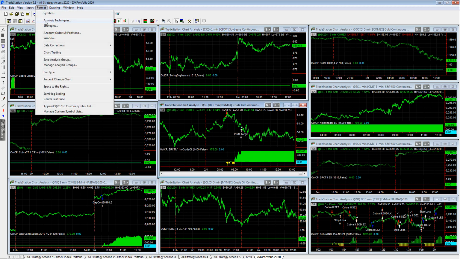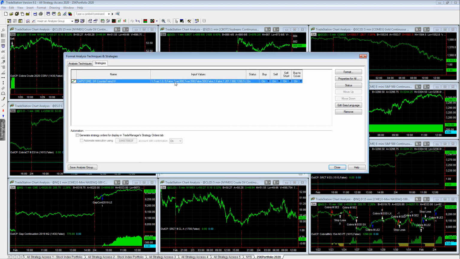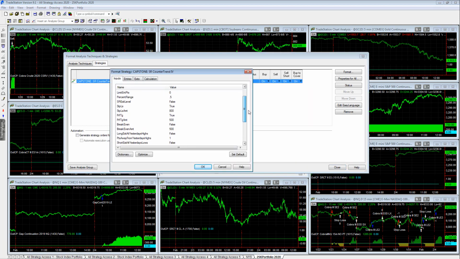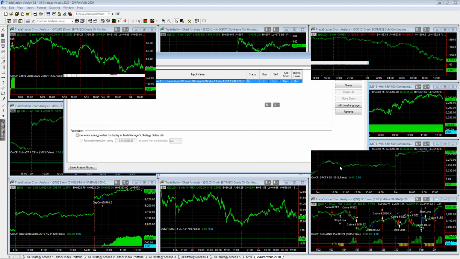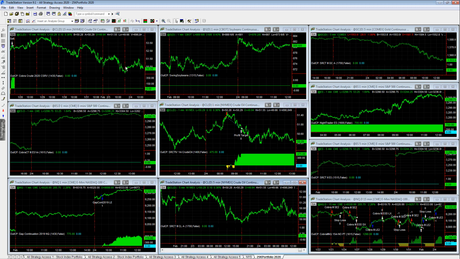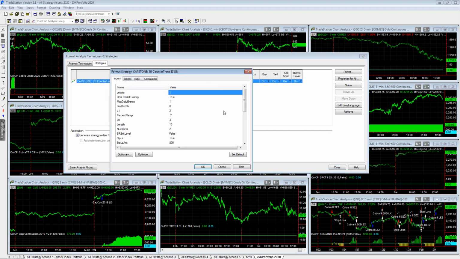SR counter trend for crude oil. The exits for this are $800 stop loss, $500 profit target, or it exits at 1:30 Eastern Time. SR counter trend 3 crude oil A. It is using a $500 profit target, $800 stop loss, and then it just exits on either the $500 profit target or $800 stop loss.